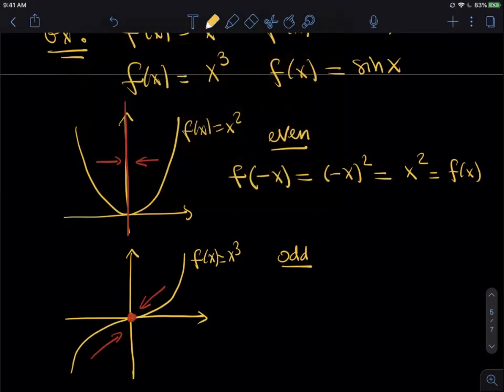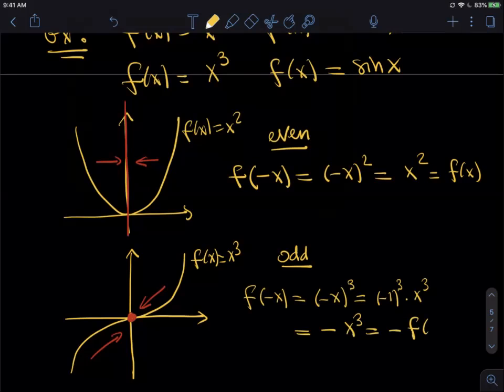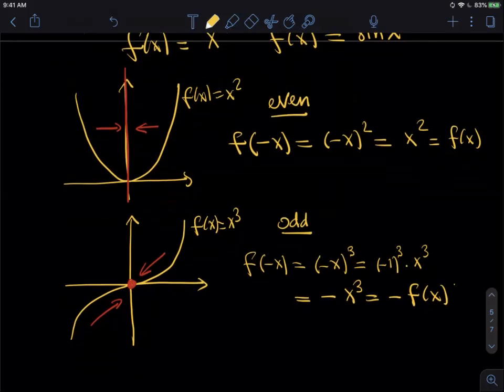Okay. So now, is this one odd or not? So f of negative x, that is negative x to the power 3. So that means negative 1 to the power 3 times x to the power 3. So negative 1 to the power 3 is negative 1. So this is minus x to the power 3. That's minus f of x. So the definition is satisfied, so it is an odd function.